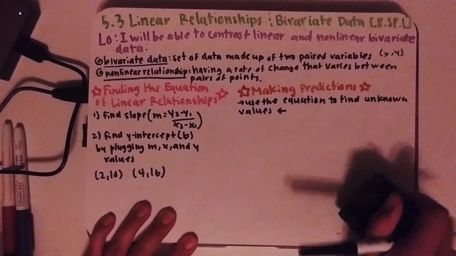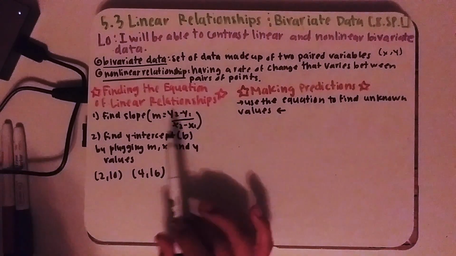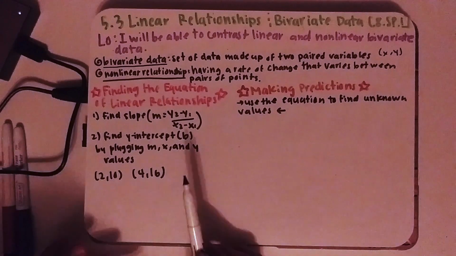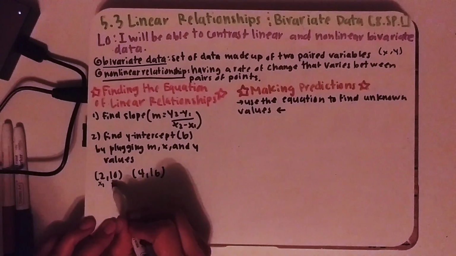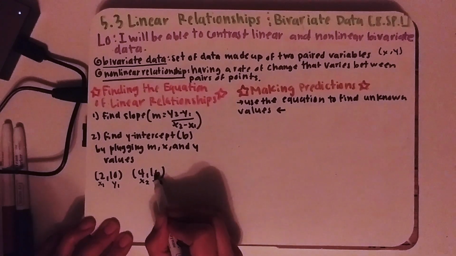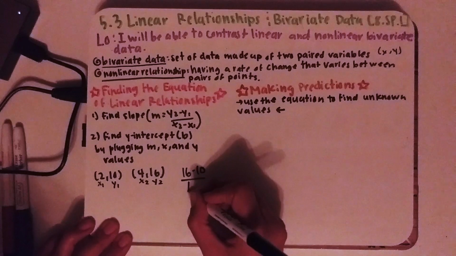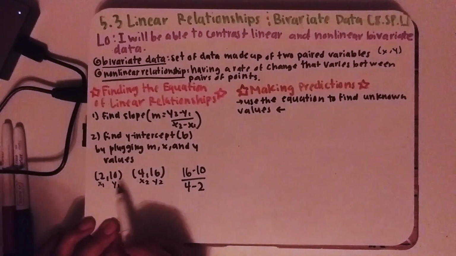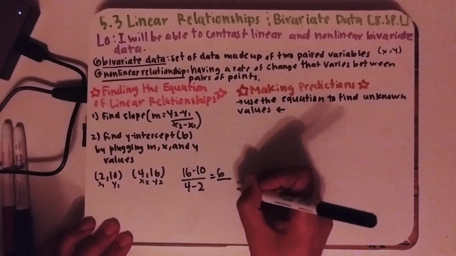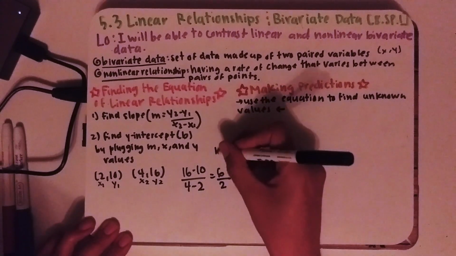Okay, so finding the equation of a linear relationship. The first thing you need to do is find your slope. I'm given 2 points, so I can call this my x1, y1, x2, y2. So I'm going to go 16 minus 10, and I'm going to go 4 minus 2. Remember to keep the same order, because if you change it, you're going to get it wrong. So 16 minus 10 is 6, and 4 minus 2 is 2, and 6 divided by 2 is 3. So that's my slope. My slope is 3.